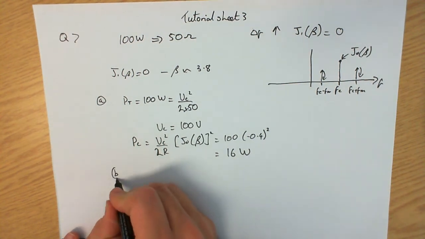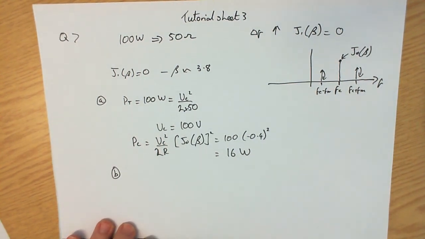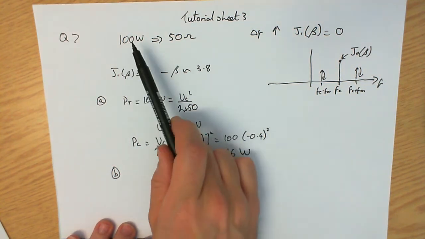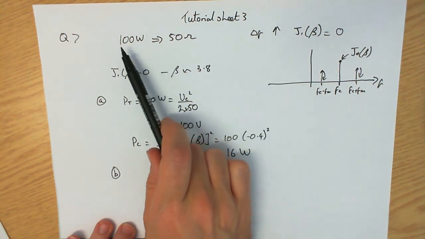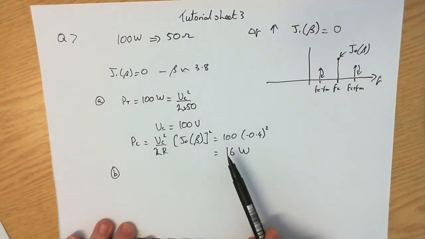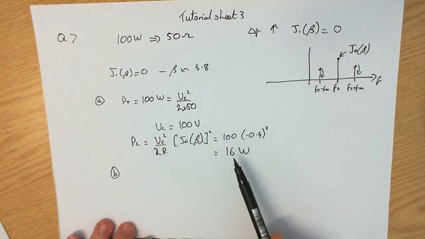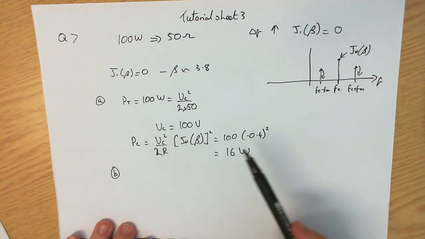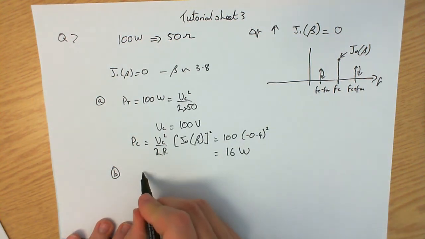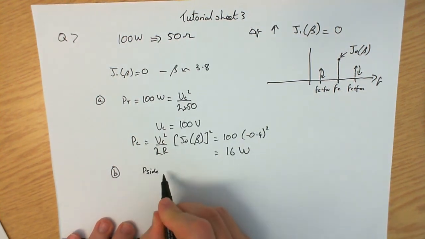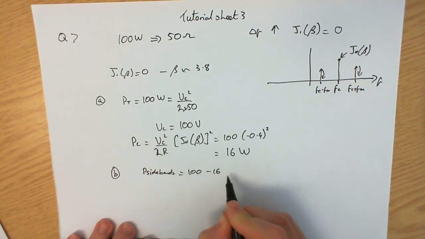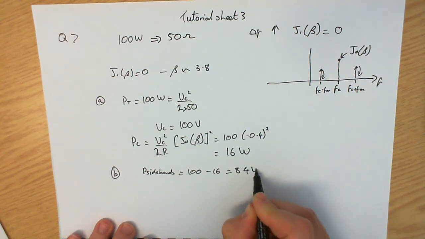Part B asks us for the average power in all the remaining sidebands. This is simple because we know the total power, which never changes, is 100 watts. We've calculated the power in the carrier, so the difference between these two is what's left in all the other sidebands. So the power in the sidebands is equal to 100 minus 16, which is 84 watts.